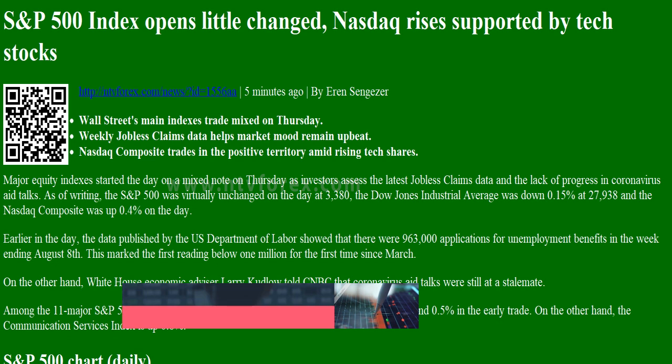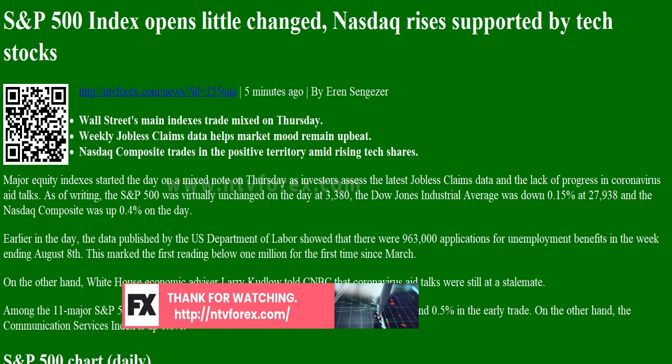Major equity indexes started the day on a mixed note on Thursday as investors assess the latest jobless claims data and the lack of progress in coronavirus aid talks. As of writing, the S&P 500 was virtually unchanged on the day at 3,380, the Dow Jones Industrial Average was down 0.15% at 27,938 and the Nasdaq Composite was up 0.4% on the day.